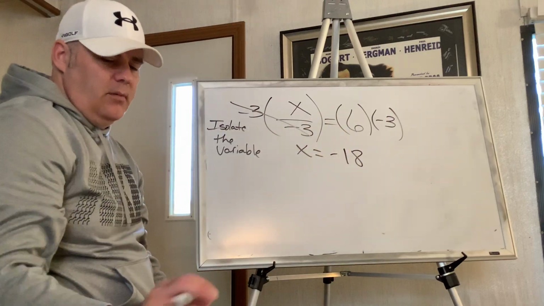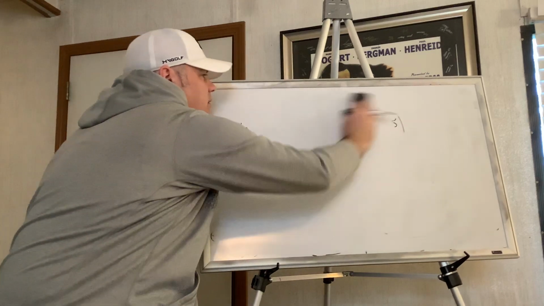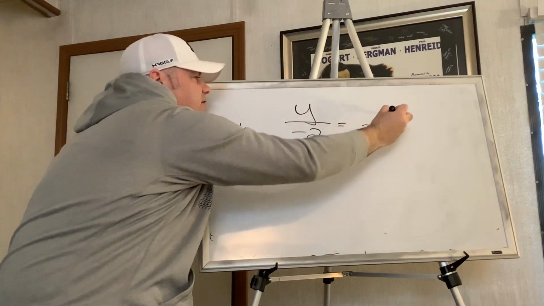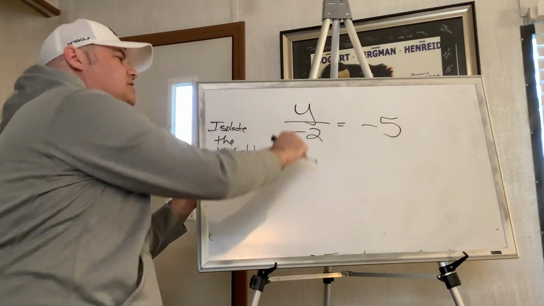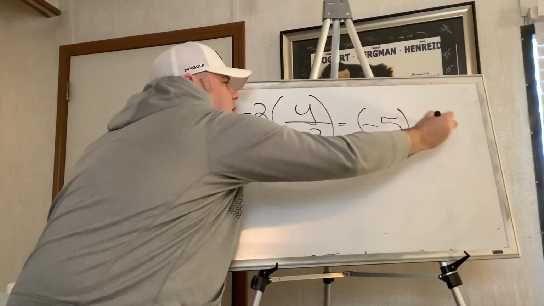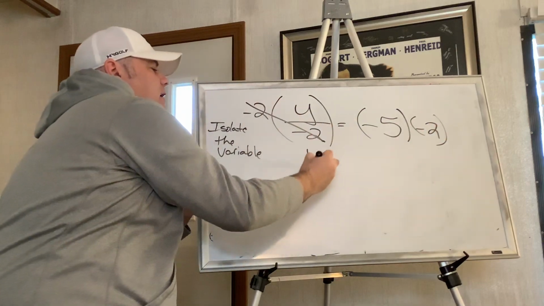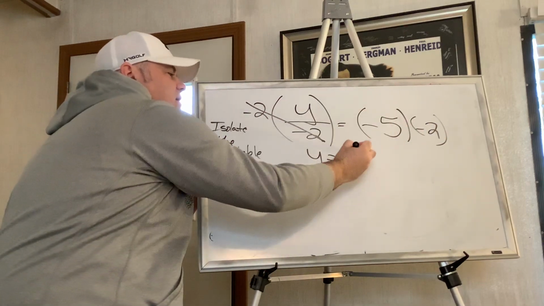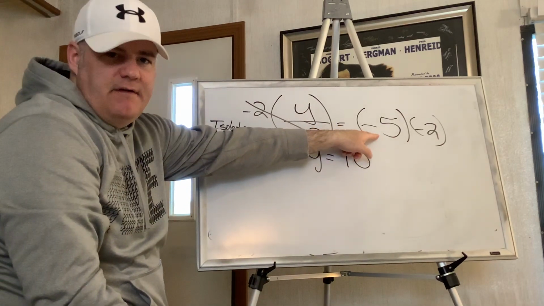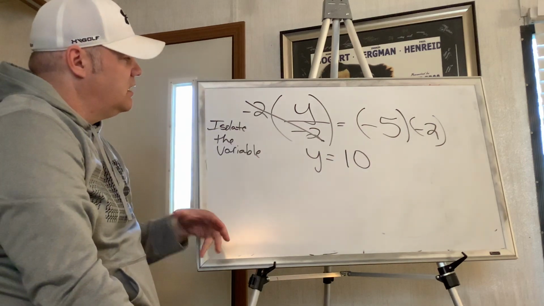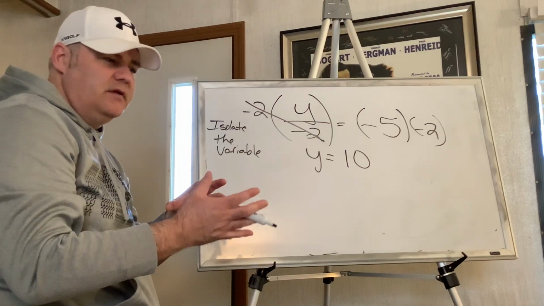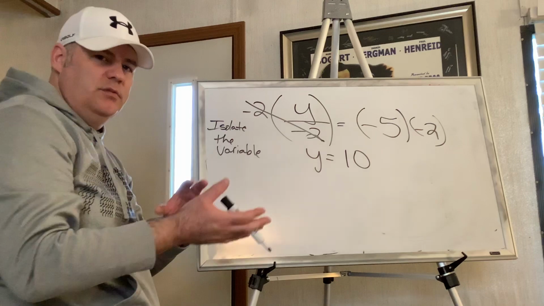One more. Let's do another negative. Y divided by negative 2 gives me a negative 5. So instead of dividing by negative 2, we're going to multiply by negative 2. And negative 5 times negative 2 is a positive 10. 10 divided by negative 2 is a negative 5. So I would check those. They're going to start out small. I'm going to keep them small for a little bit. But remember, do the opposite. If it's multiplication, do division. If it's division, do multiplication.